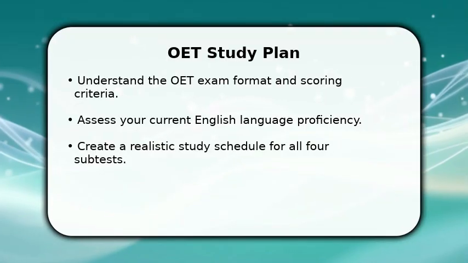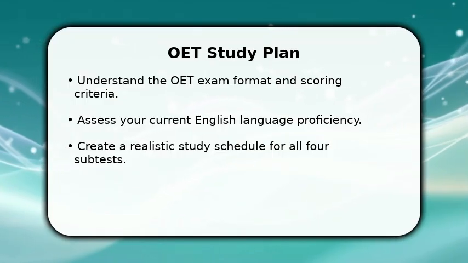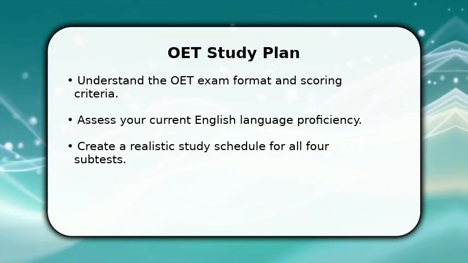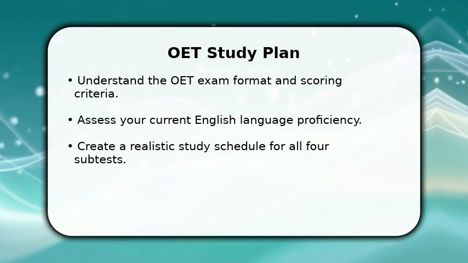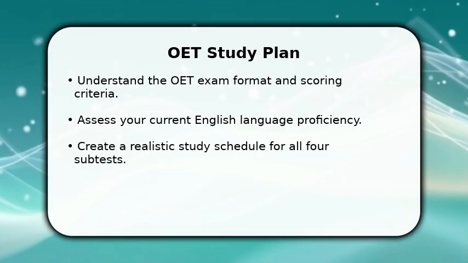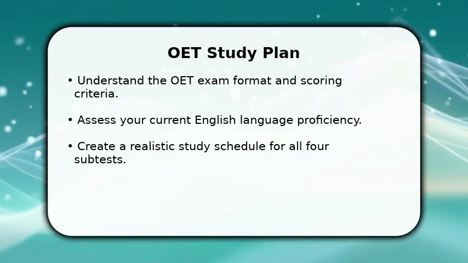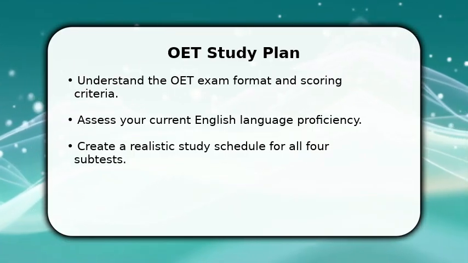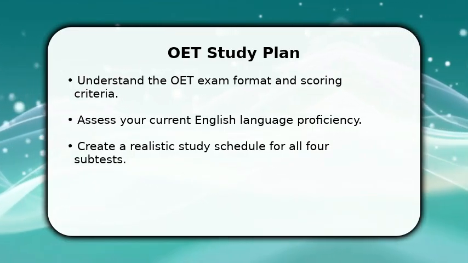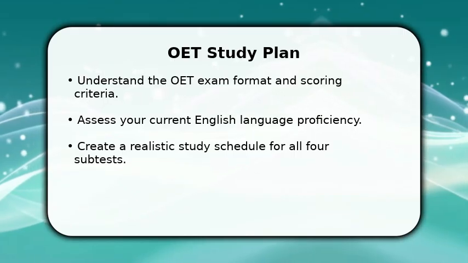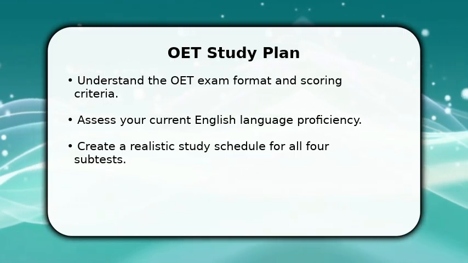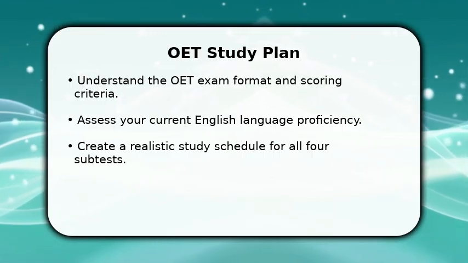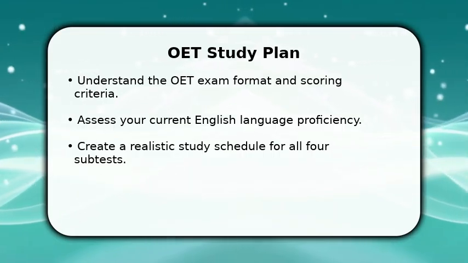In this video, I will explain how to study for the OET exam step by step. First, familiarize yourself with the OET exam structure, including its 4 subtests: listening, reading, writing, and speaking. Understand how each section is scored. Next, honestly evaluate your current English language skills to pinpoint your strengths and weaknesses. Finally, develop a structured study schedule that allocates sufficient time to each subtest, ensuring comprehensive preparation.